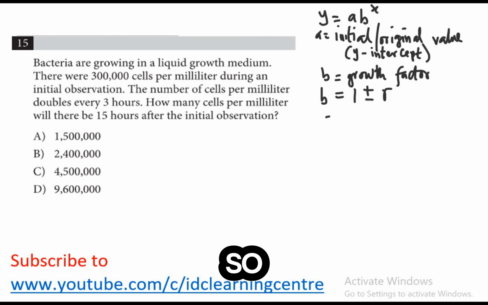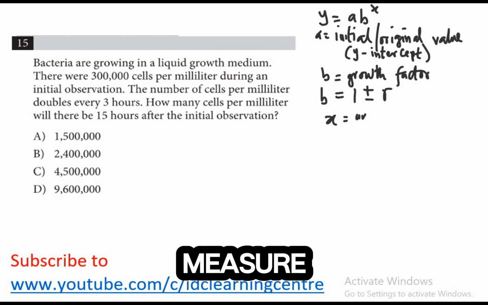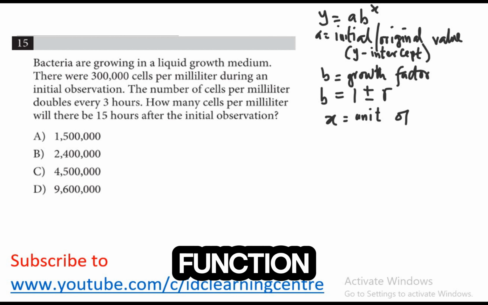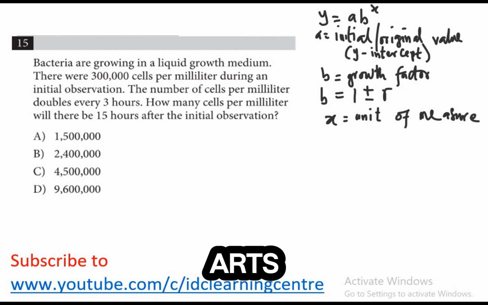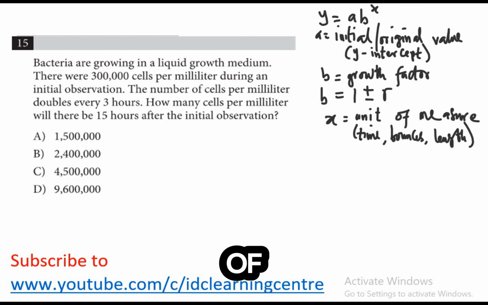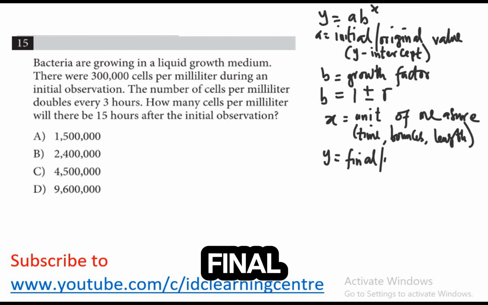Okay, so x is the unit of measure. Most times it could be a function of time, like in this question, where it's a function of time in hours. It could be a function of bounces. These are units of measure. It could be a body length, or just length, any unit of measure at all. Then we have y, which is the final or the new value.